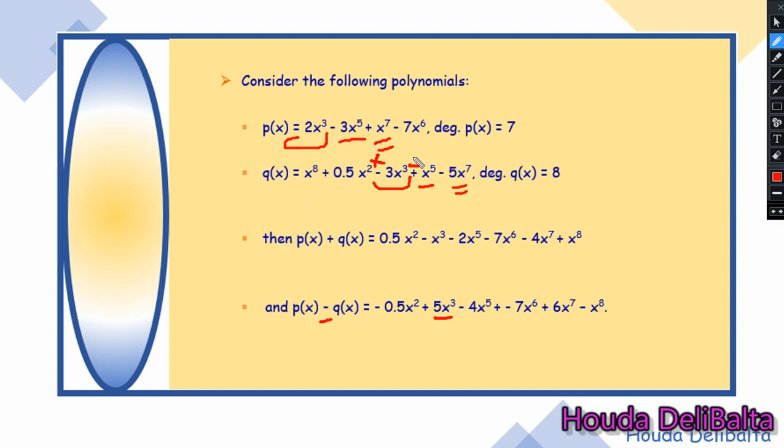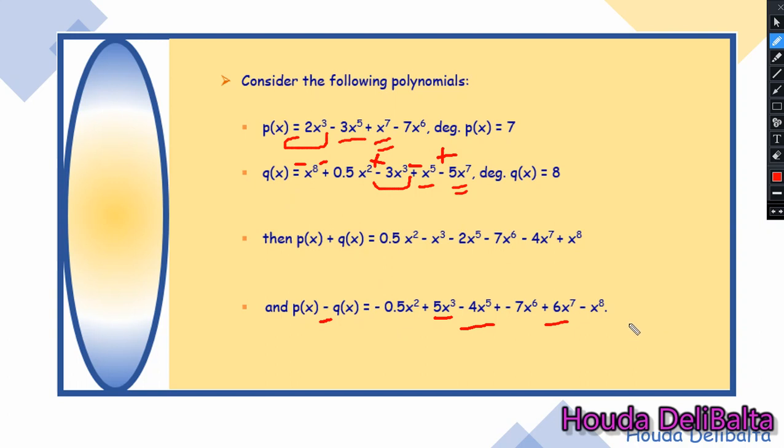So minus 3x to the power 5 plus x to the power 5 gives minus x to the power 5. The final result is minus 4x to the power 5, as if I'm working with signed numbers, just signed numbers. And I have here x to the power 7 minus 5x to the power 7, it is a plus, then I will get 6x to the power 7. Minus 7x to the power 6 is kept as it is. 0.5x squared is going to be minus 0.5x squared, and x to the power 8 is going to be minus x to the power 8, as you see here.